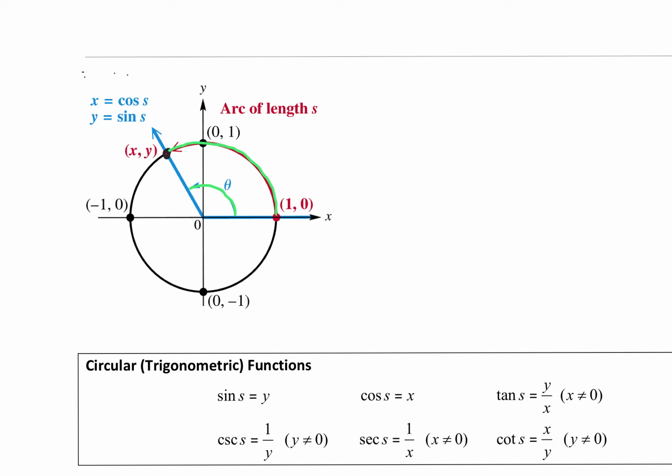So remember the formula for arc length. S is radius times angle theta in radians, right? But here, since the radius is 1, our arc length and our angle theta are the same.